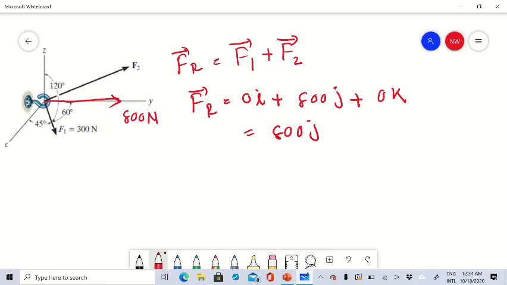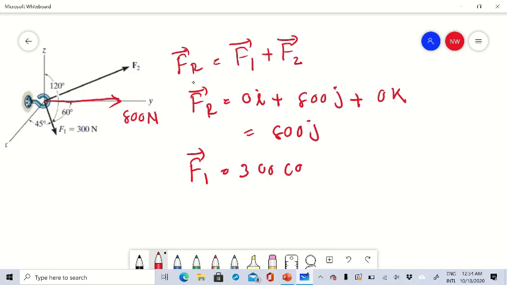So if I express the vector F1 in Cartesian vector notation, how can I express it? My force F1 has a magnitude of 300, right? So what is the projection in the x direction?